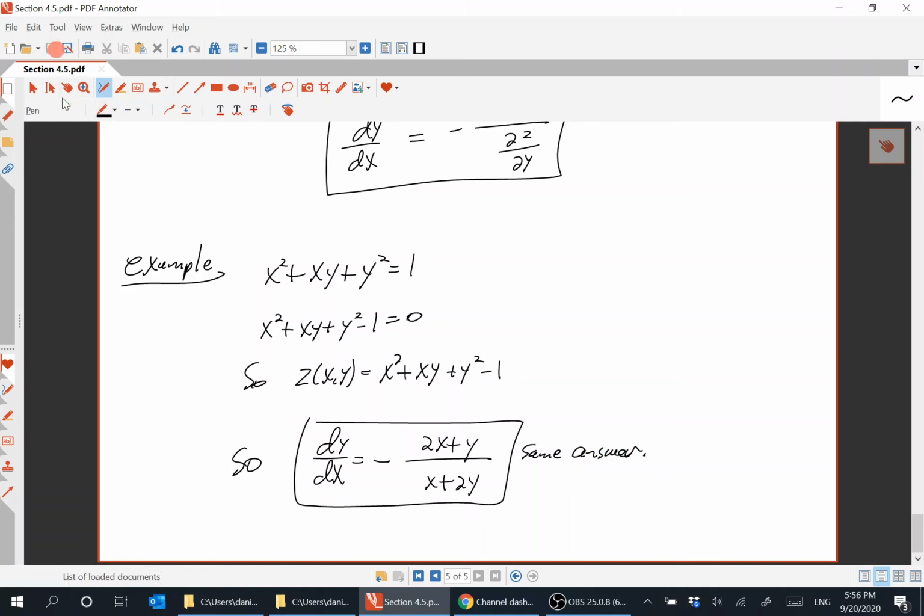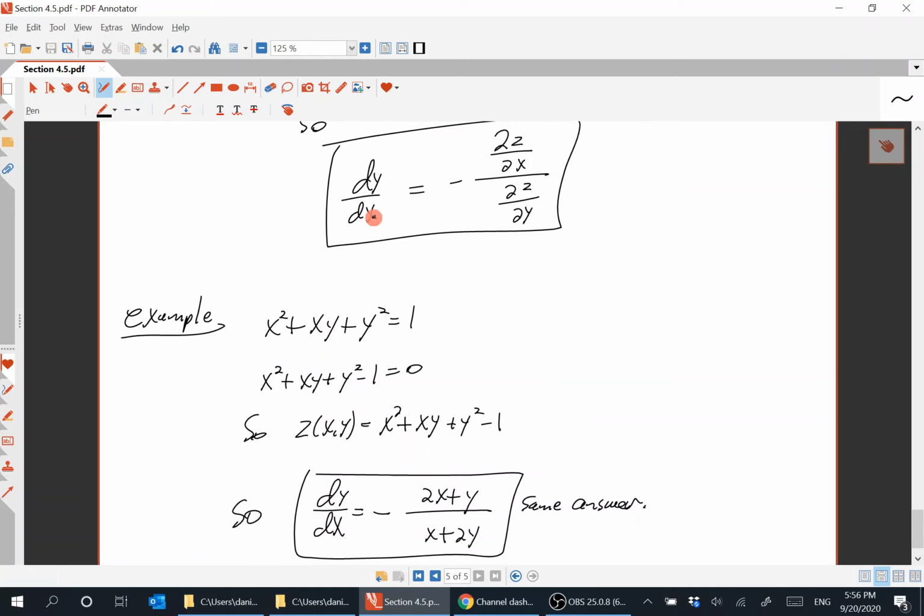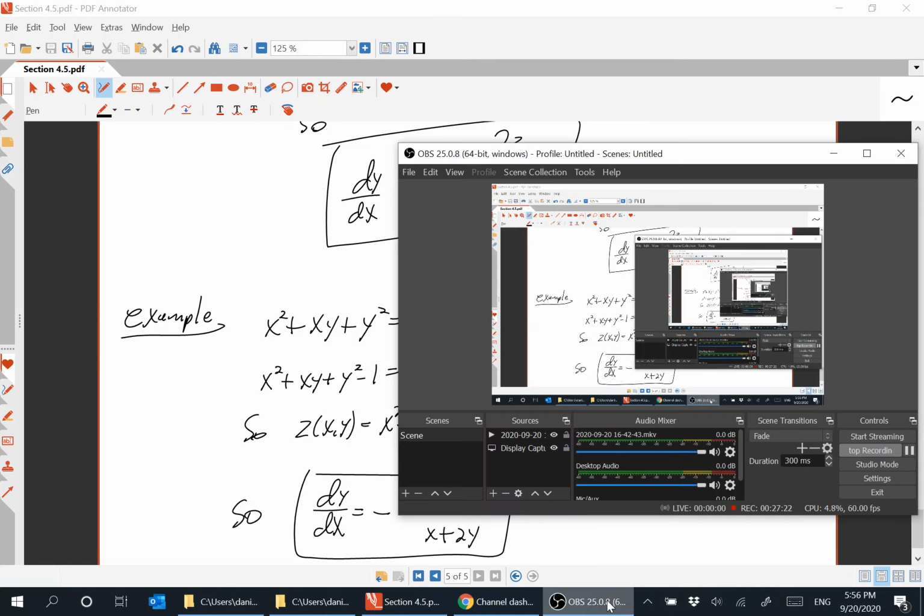So when you have that mixed equation with x and y, and you want to find dy dx, instead of using implicit differentiation, you can just do this. Push everything over to one side. There's your function z. dy dx is the negative of partial z with respect to x over partial z with respect to y. And you can do the same kind of thing with multivariable equations as well.